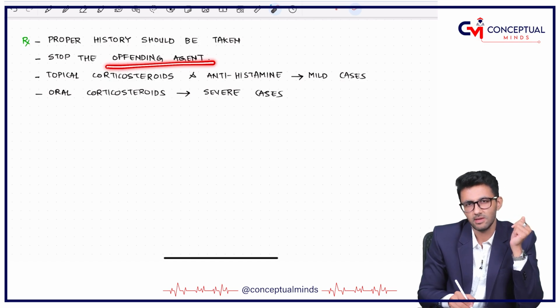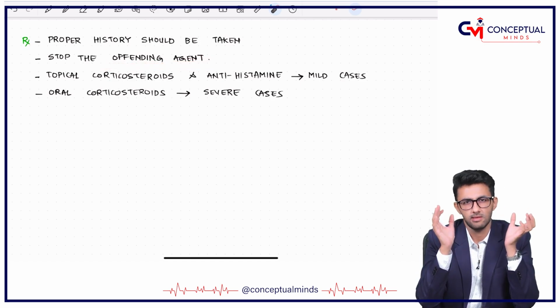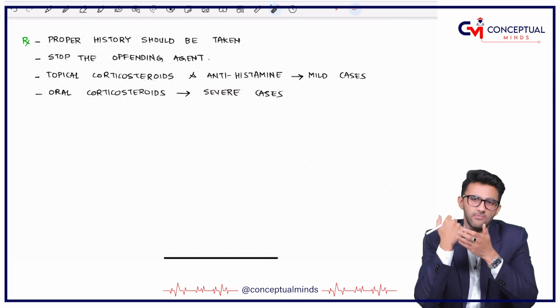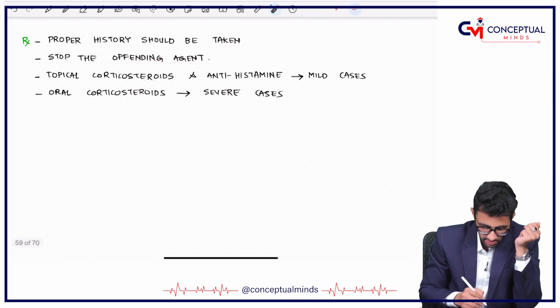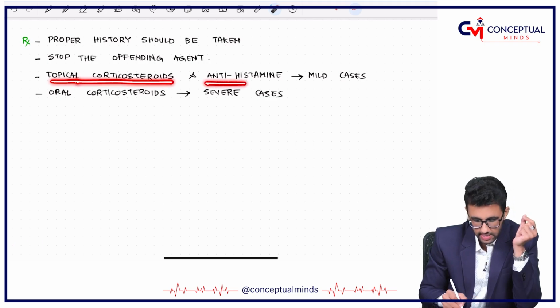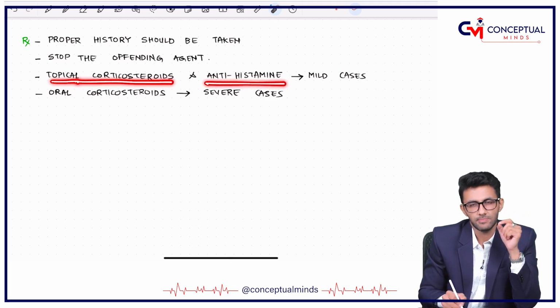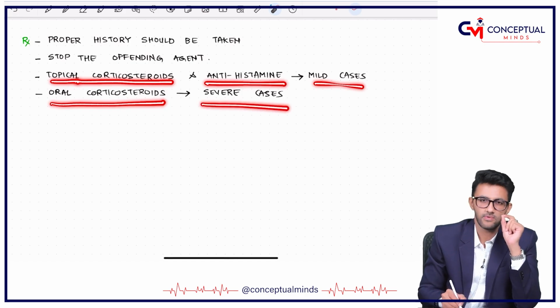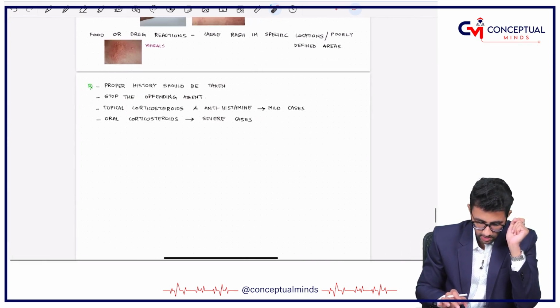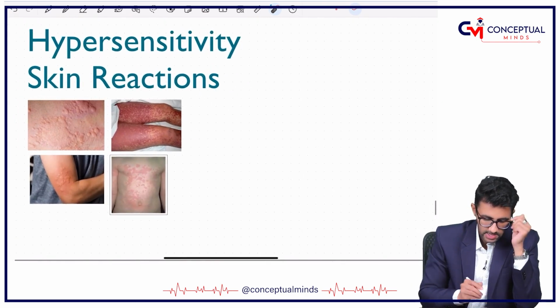In the next chapter we will have a very extensive list of all the things that could cause allergy. It could be some physical thing or some chemical thing, so the offending agent should be stopped. We can offer corticosteroids and antihistamines to immediately subside the mast cell effects. We give antihistamines for mild cases, and oral corticosteroids we reserve for severe cases. So that is all for hypersensitivity reaction.